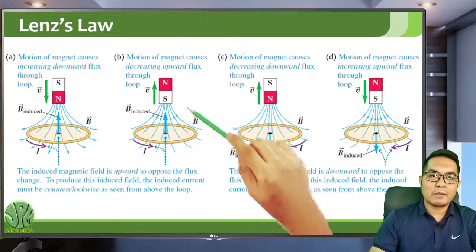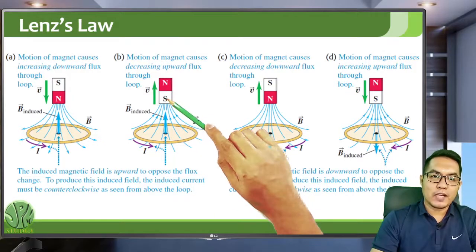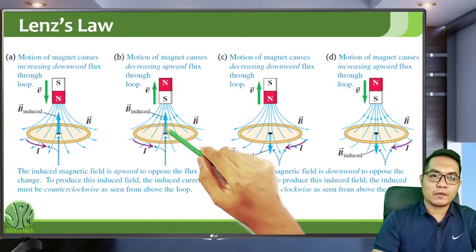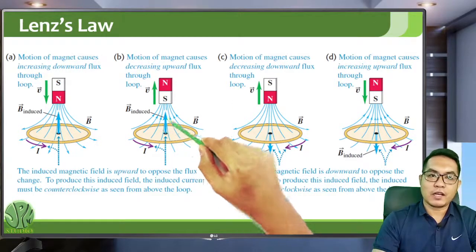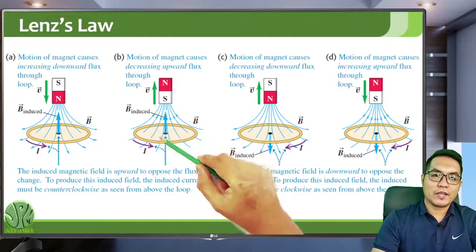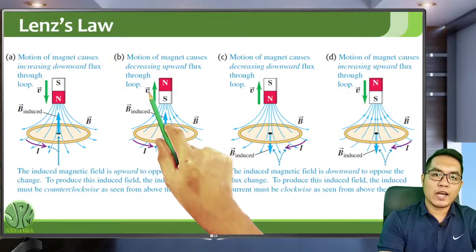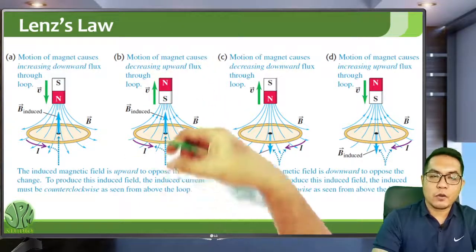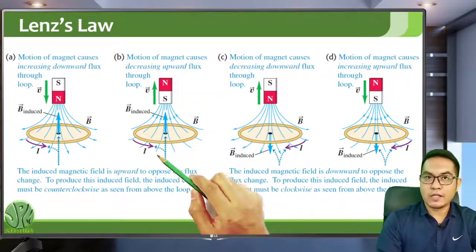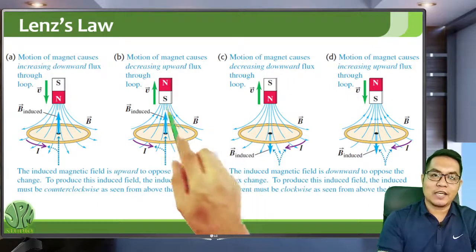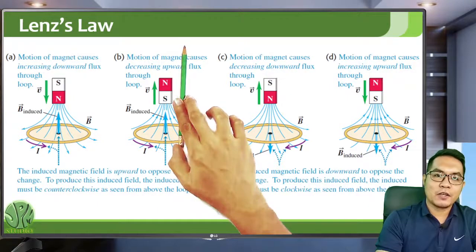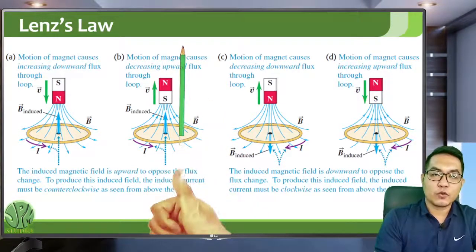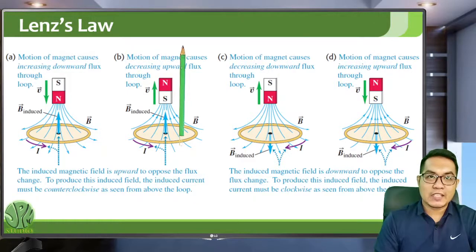Now, in this example, the south pole of the magnet is facing the loop. Therefore, the magnetic field of the magnet is upward. But you are moving the magnet upward, so it's going far from the loop. Therefore, the magnetic field is decreasing. The magnetic field is in that direction, but it is decreasing. So there will be an induced EMF to support the decreasing magnetic field.